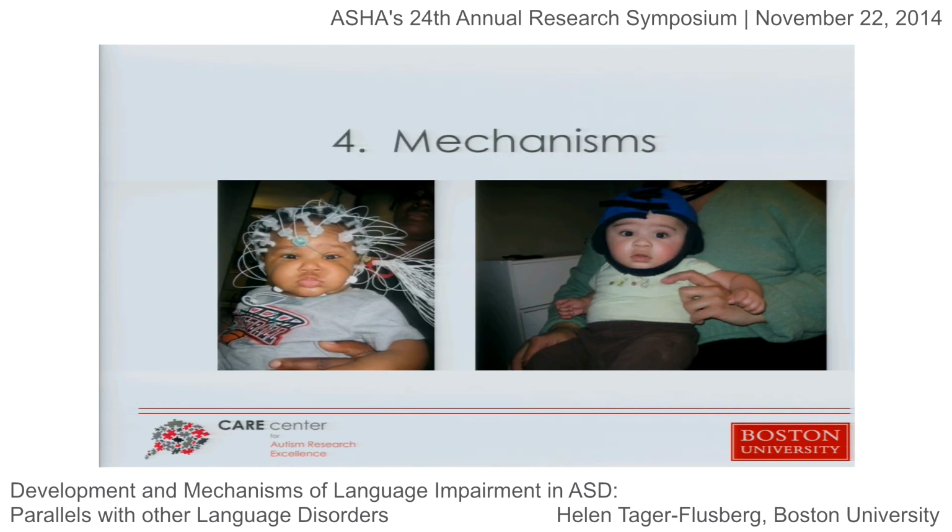And we actually have some data, which I don't have time to show, from eye tracking, which suggests the same thing, that language processing by 36 months, we're seeing differences in the high-risk infants, even when they don't end up with autism. Okay, let me talk about mechanisms.